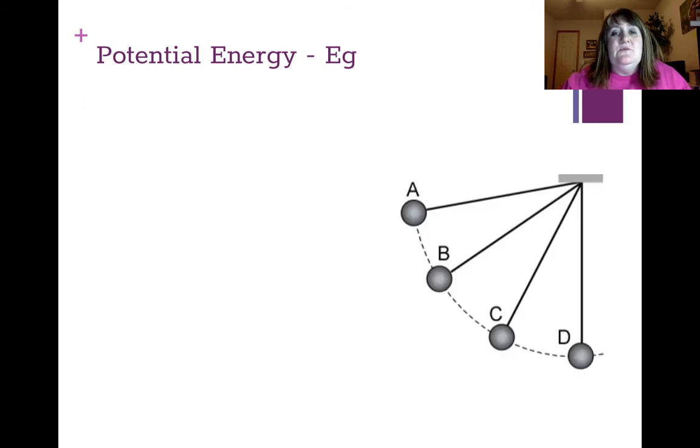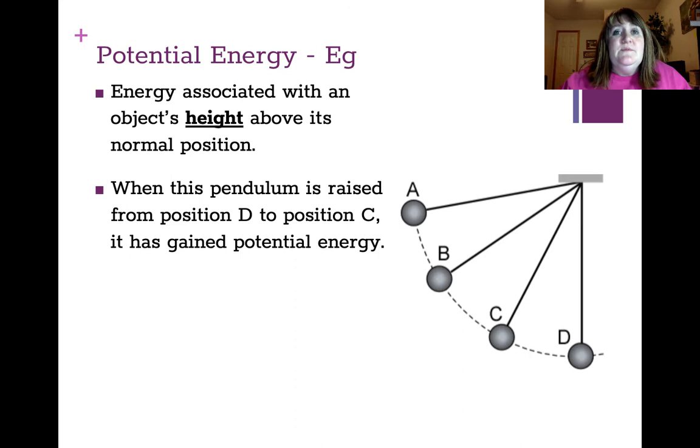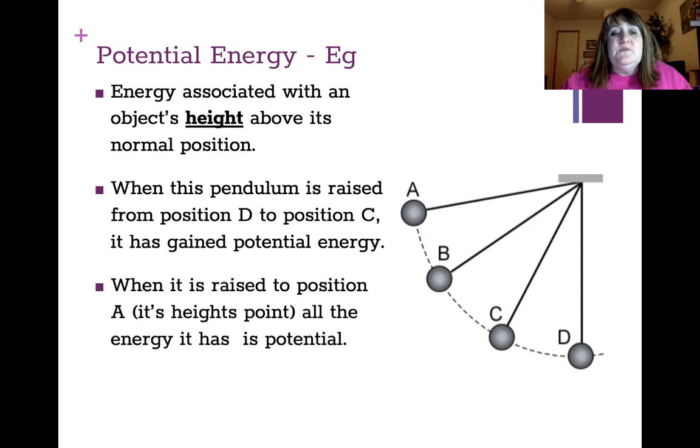Potential energy, EG, we're going to look at a pendulum example. Potential energy is associated with an object's height above its normal position. So when the pendulum is raised from position D, its lowest point, to C, it has gained potential energy because I did work on it. When it is raised all the way up to position A, its highest point, or at least the highest point I could reach, all of its energy is said to be potential energy because it has the potential to fall.